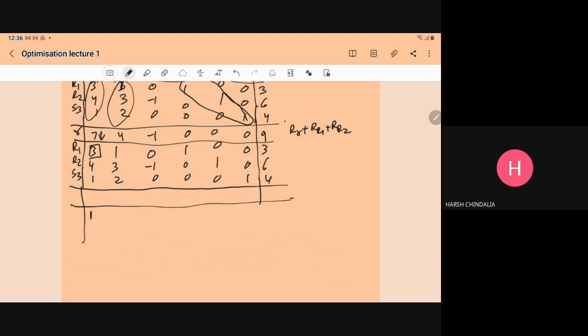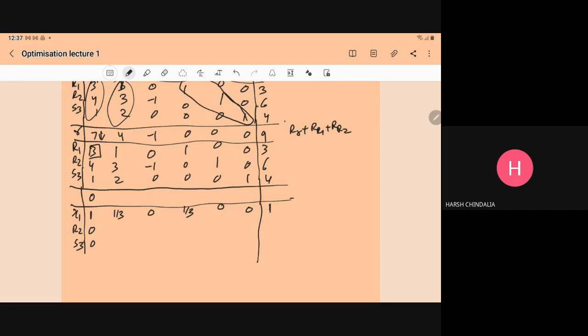So when this is the pivot element, we have to make this a 1, and make this 0, this 0, this 0. And x1 will replace R1. Here we have R2, here we have S3. So for making this 1, we have to divide by 3. So 1 by 3, 0, 1 by 3, 0, 0, and 1.